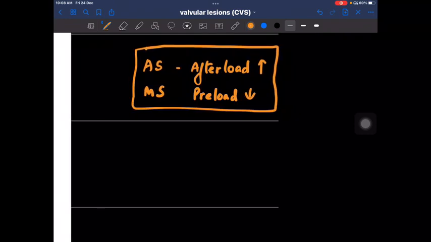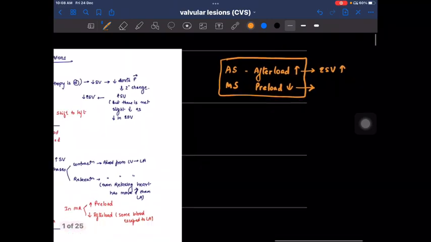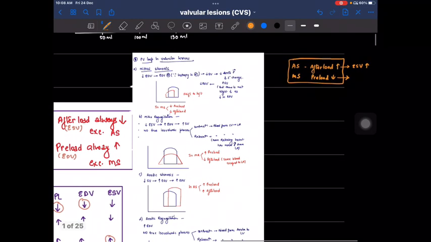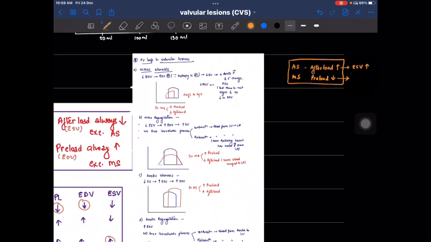Okay. So afterload, it also corresponds to what? If afterload increases, what else will increase? End systolic volume will increase. No? Because less blood is leaving the heart. So ESV is increasing. And as with preload, we can see that our end diastolic volume will obviously decrease. Sorry, it will not increase. I'm so sorry. End diastolic volume will decrease because less filling is occurring, right?